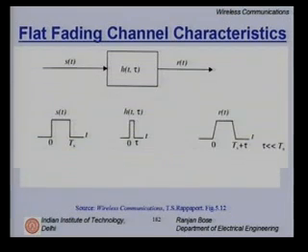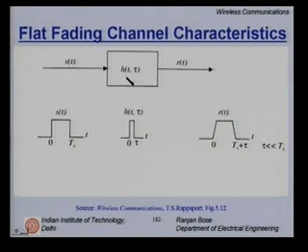Let us now look at certain flat fading channel characteristics. Assume that s(t) is a signal being sent. It passes through a frequency flat fading channel described by h(t, τ), and the received signal is r(t). So, if you want to represent s(t) in the time domain, it may look like a pulse.